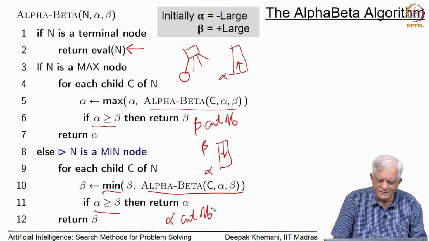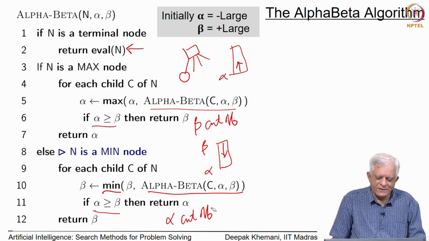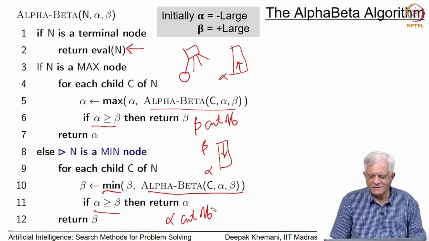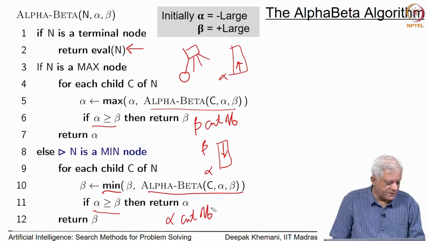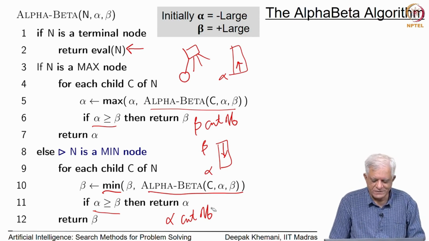But let us just look at an example of the alpha beta algorithm. It also does minimax-like search, which means it searches in a depth first fashion left to right, but unlike minimax it may not explore certain subtrees, and this happens when either the alpha cutoff or the beta cutoff appears. So, let us look at a couple of small examples to understand this.